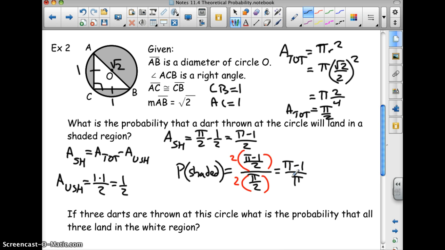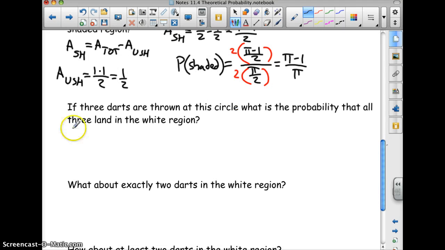Now, if I was just trying to find that area, I could leave it like that and have a very nice exact answer. But you'll notice in the next part of this question, it says 3 darts are thrown at this circle. What is the probability all 3 will land in the white region? Well, that's going to be a binomial probability, n, r, p, q. Either it lands in the shaded region or it lands in the white region. And if I'm doing a binomial probability, I don't want to be raising pi minus 1 over pi to the 3rd power kind of thing.